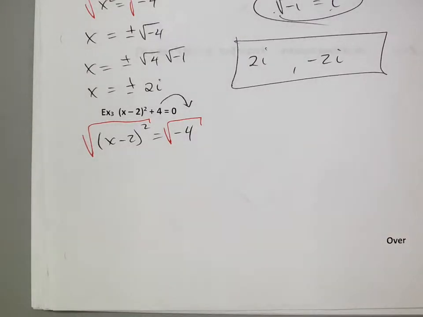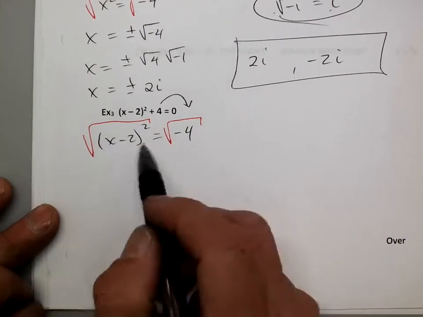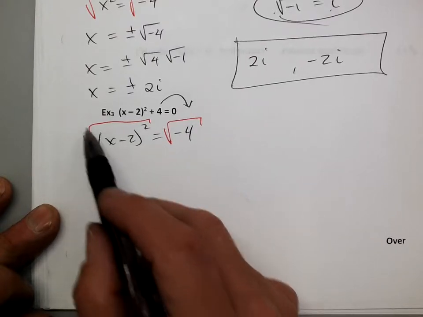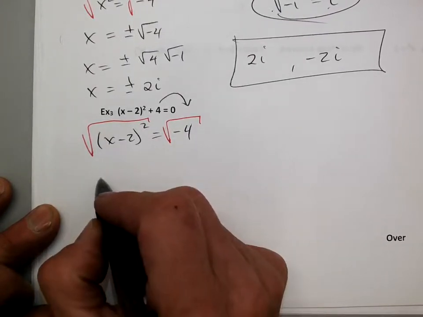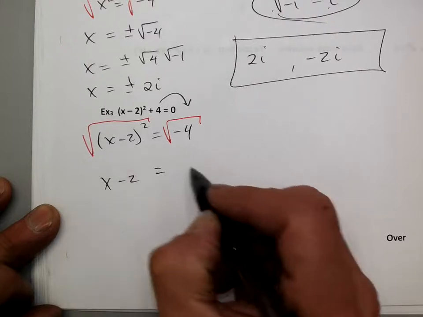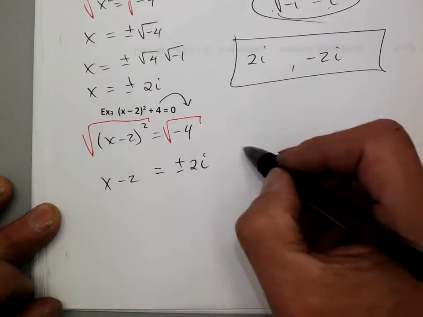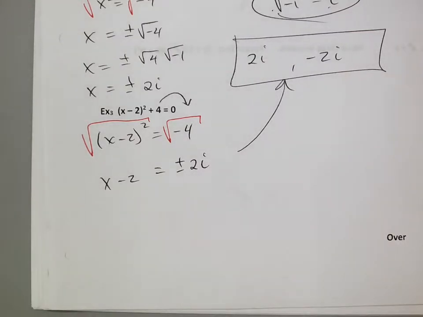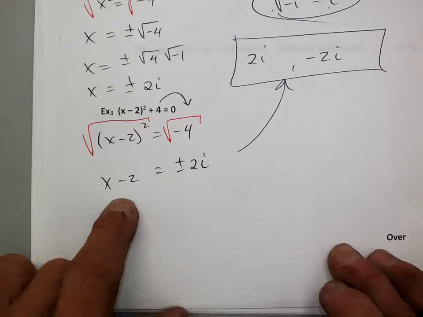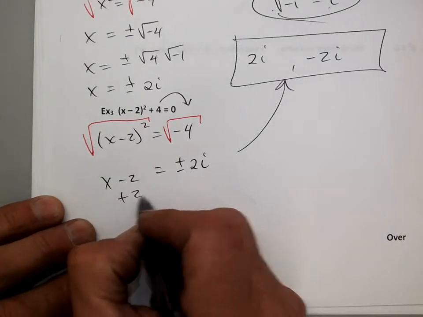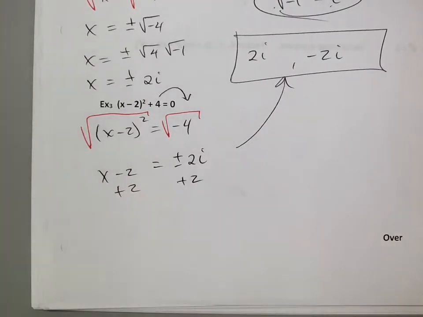Now the square will cancel the square root. So the square root and the square dissolve each other, and so I'm just left with an x minus 2 equals plus or minus 2i. And we know it's plus or minus 2i because we just did that up there, right? Right. And now we're going to add 2, plus 2, plus 2. But you can't add real numbers with imaginary numbers. You can't add them, so you have to leave them apart, okay?